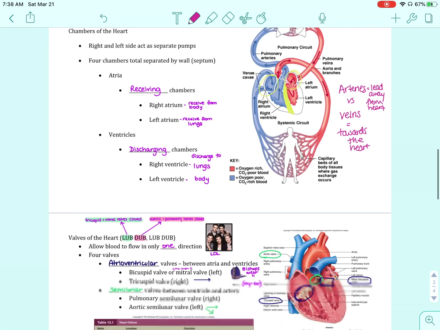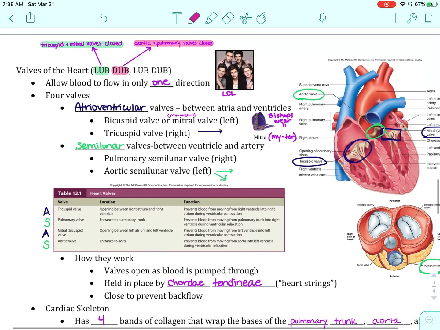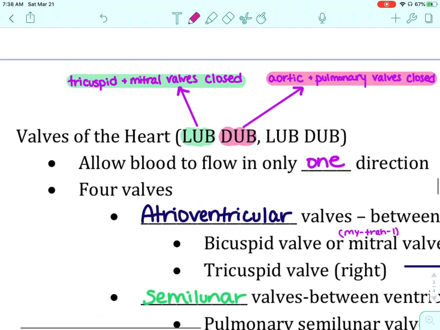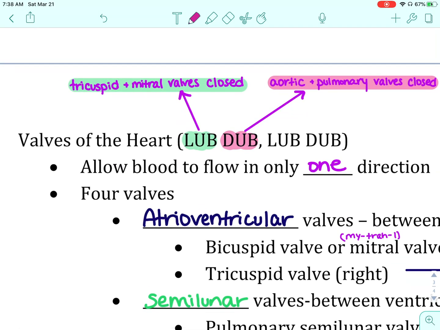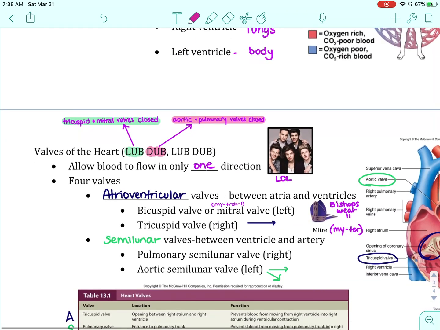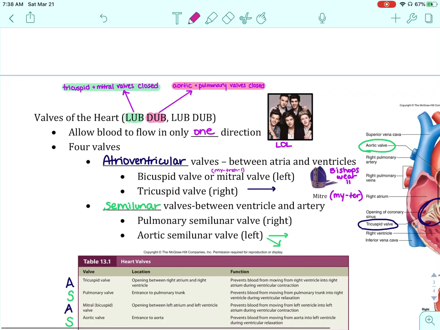Okay. All right, so the valves of the heart are what make that lub dub sound. The lub part is the tricuspid and the mitral valves closing, which I'll show you what those are. And the dub part of the lub dub is the aortic and pulmonary valves closing. So that's where that sound comes from. Just wanted you guys to know that because I know you would find that fascinating.